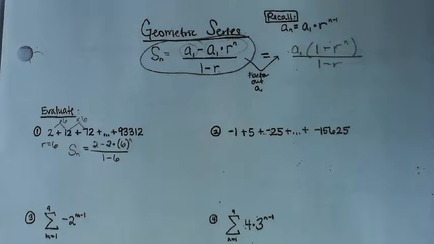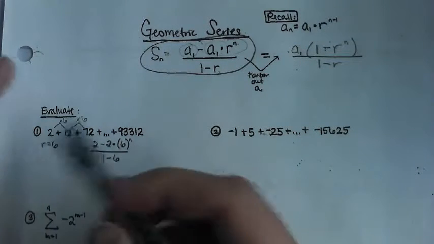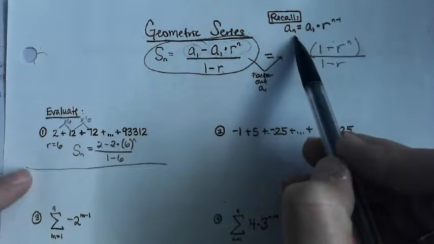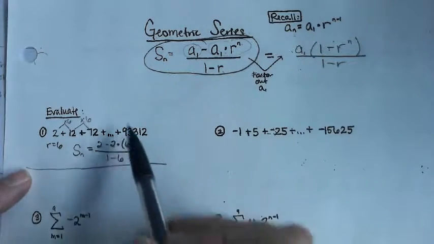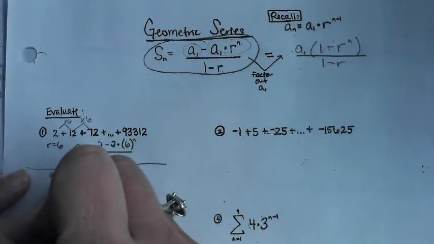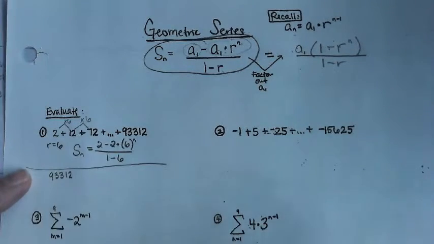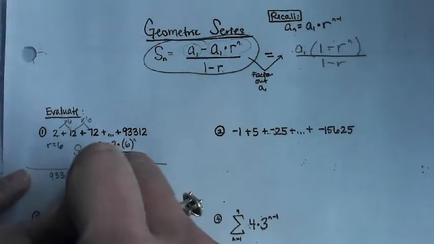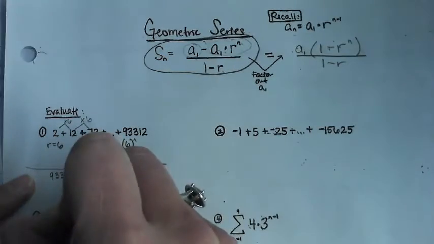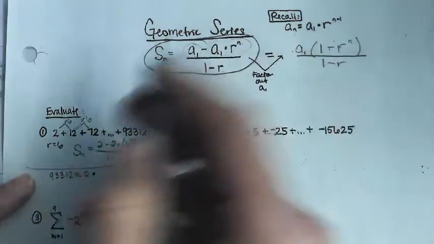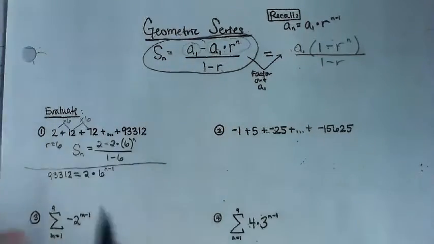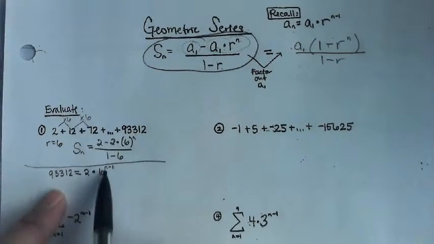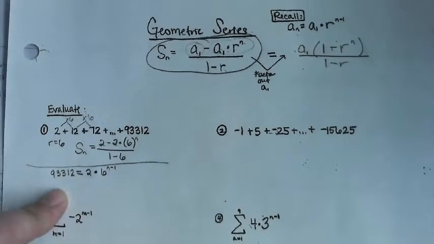So what do we do? We go back to our sequence formula, right? This big maze. So if you go back to your sequence formula, do you know what a sub n is? Do you know what your last term is? Yes, 93,312 is your nth term. I just don't know what n is. It equals a sub 1, which was 2, times r, which is 6, to the n minus 1 power. So we can use that to solve for its only missing variable n.